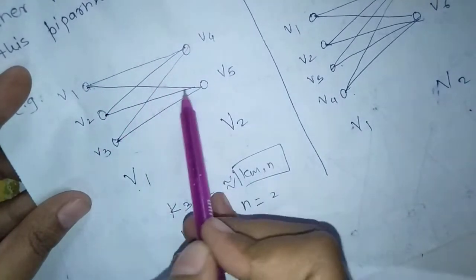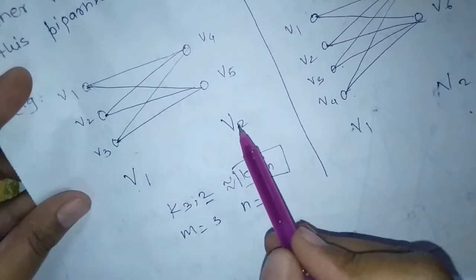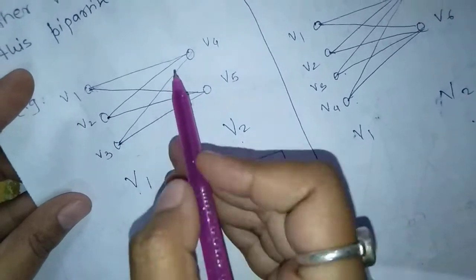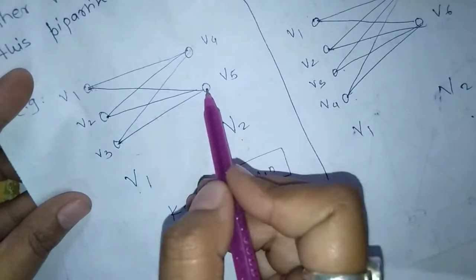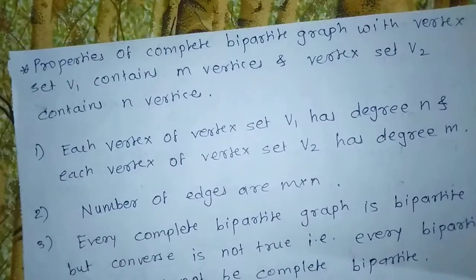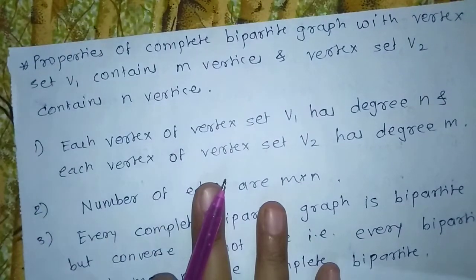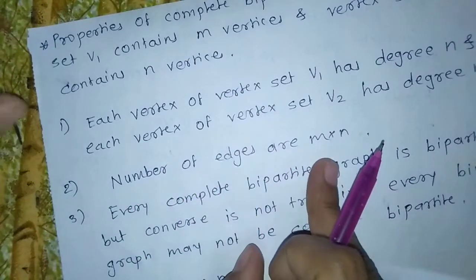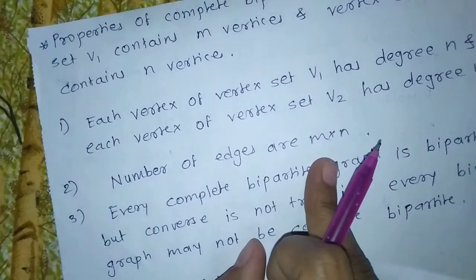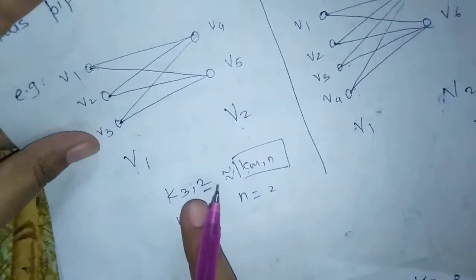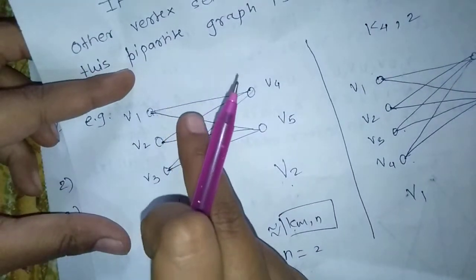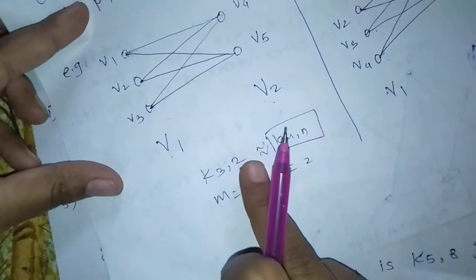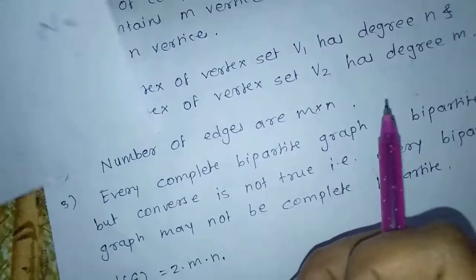And each vertex of vertex set V2 has degree m. Here m is 3. So the first property is explained. Second, the number of edges is m into n. Here the number of edges of K(3,2) is 1, 2, 3, 4, 5, 6. So K(3,2) means 3 into 2, 6.